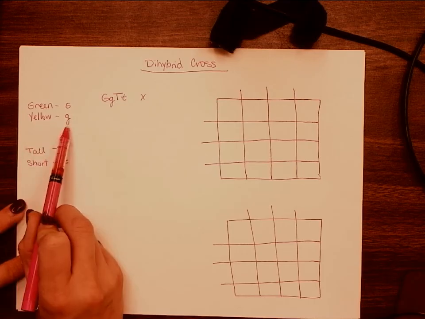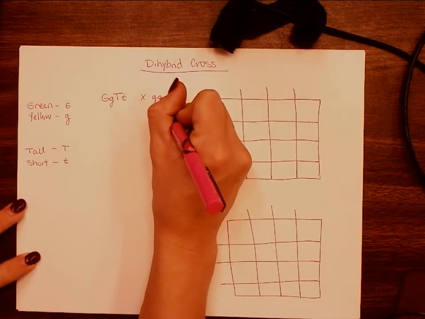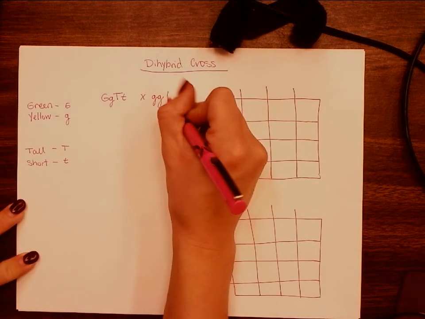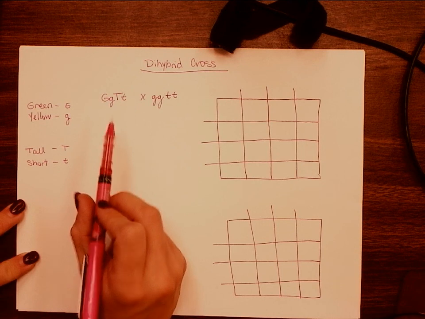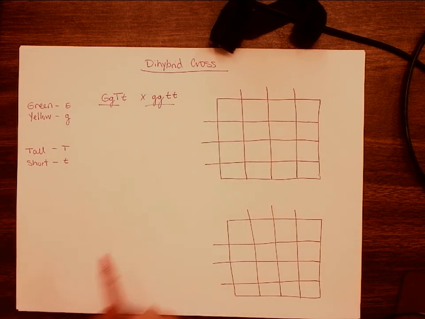This plant, to be yellow, which is recessive, will need two little g's. And to be short, which is also recessive, we need two little t's. Now, these are the genotypes of both of our parents. To set this up for our Punnett square, we need to figure out what are the ways that these alleles are going to combine when their gametes are forming.